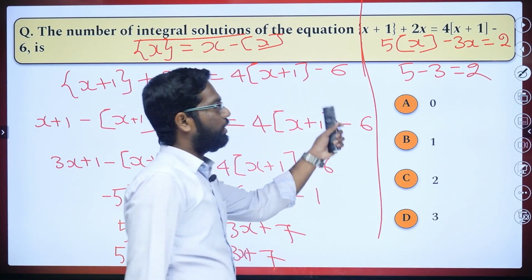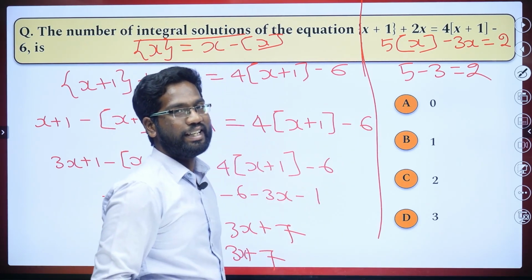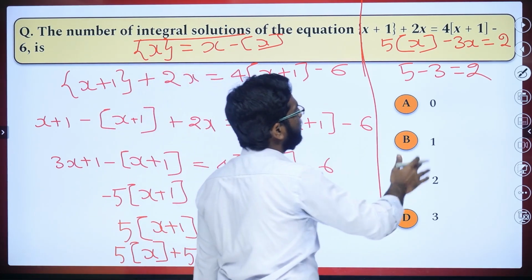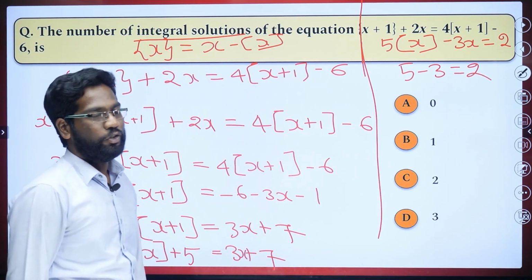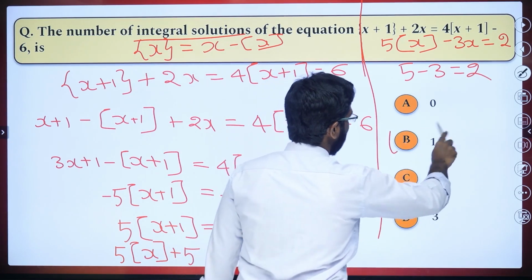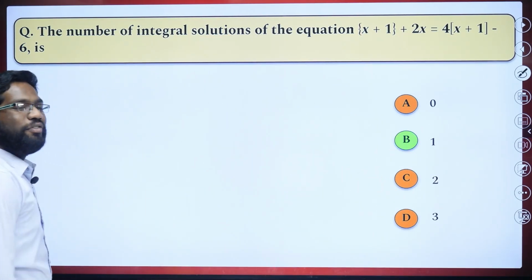Other than 1, you won't get anything. 5 2s are 10, 10 minus 6 is 4. So you won't get it for any other value except 1. So there is only one integral solution, which is 1. Okay. The answer is 1, my dear students.